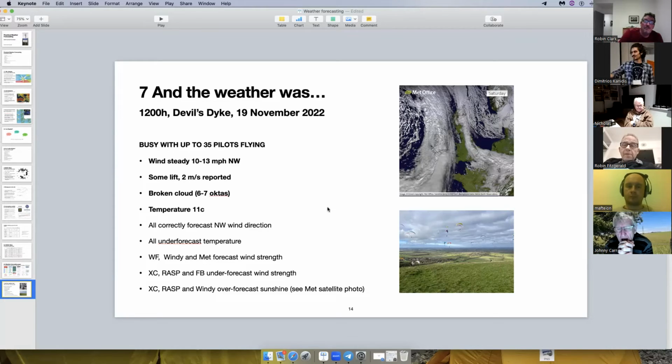It's a little warmer than forecast at 11 degrees, but every app forecast the wind direction correctly. It was warmer than all of them were forecasting. Some of them forecast the correct wind strength, some of them under forecast the wind strength, and some of them over forecasted the sunshine.